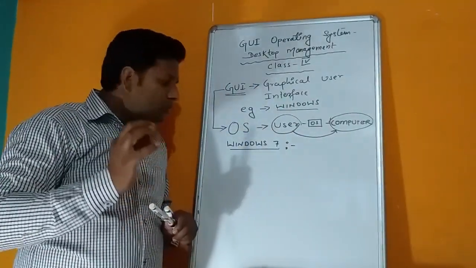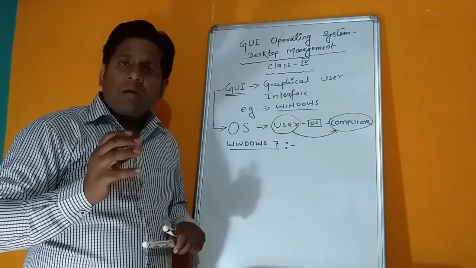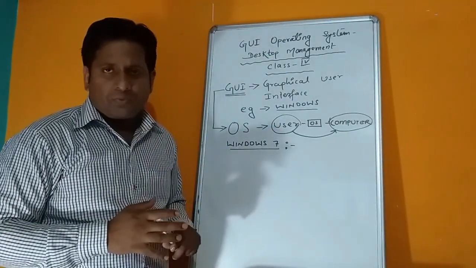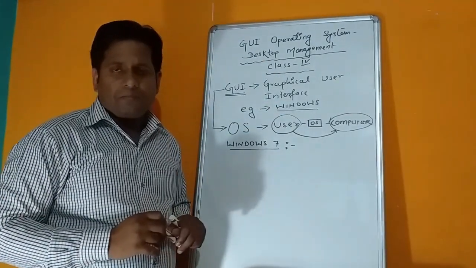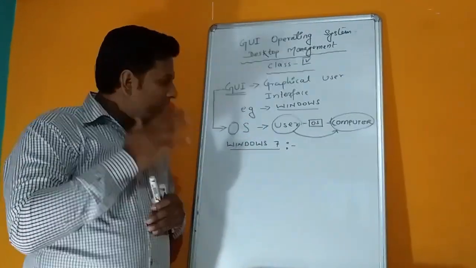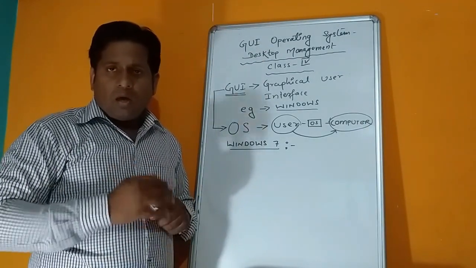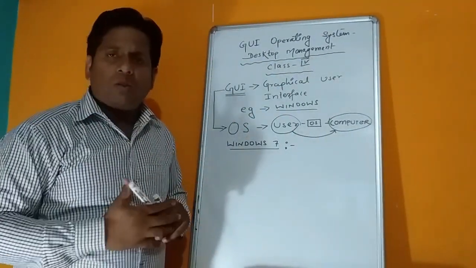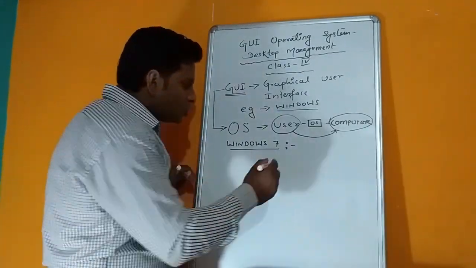Let me tell you a few things about Windows 7. Windows 7 is an easier way of interactive operating systems. We can interact with the computer in a very simple way with the help of Windows 7. There are so many inbuilt applications used along with Windows 7, and one important inbuilt application is the control panel.